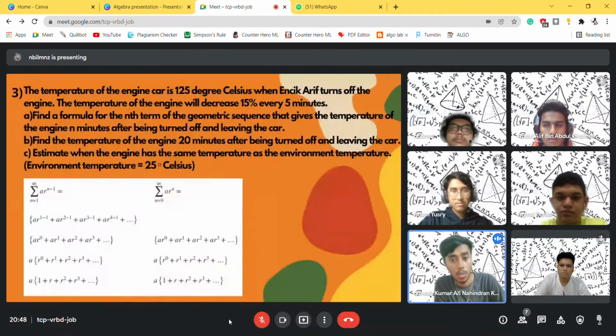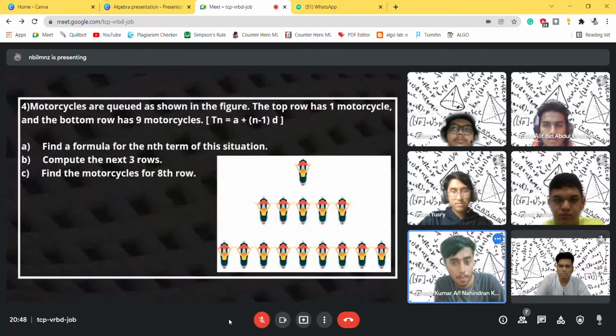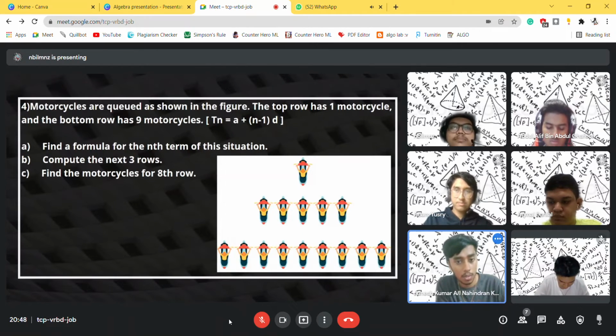Next, we're going to talk about the arithmetic question, which is question number 4. Based on the question, there are motorcycles stacked as shown in the figure. The top row has one motorcycle and the bottom row has 9 motorcycles. We can see that the formula is based on this. Based on the main question, we have 3 sub questions: A, find the formula for the nth term of the situation; B, compute the next 3 rows; C, find the number of motorcycles in the 8th row.